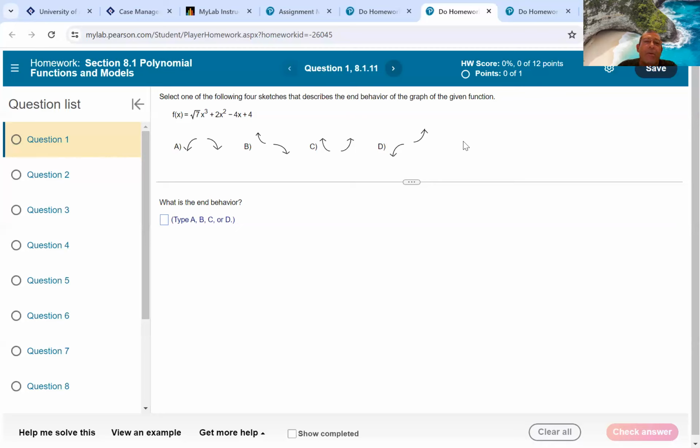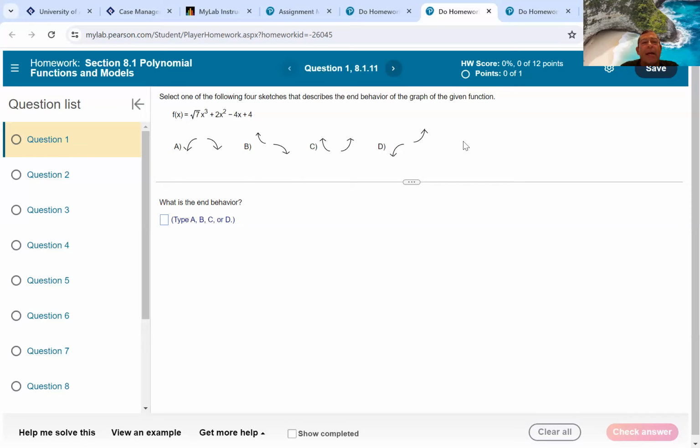All right, so y'all, they want me to know which one of these 4 sketches I'm going to use that'll describe the end behavior of the following graph. F of x equals square root of 7 x to the third plus 2x squared minus 4x plus 4. So first of all, I need to figure out, is my degree even or odd? Well, I got a degree 3 here because that's the highest exponent. 3 is odd. So this graph will either go uphill or downhill because of that odd degree.